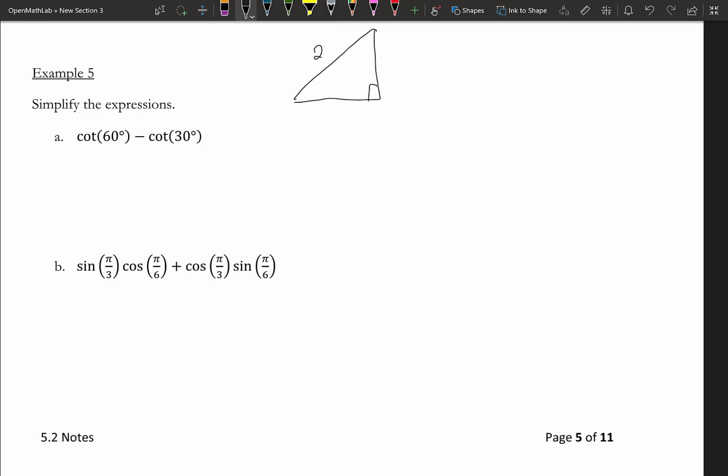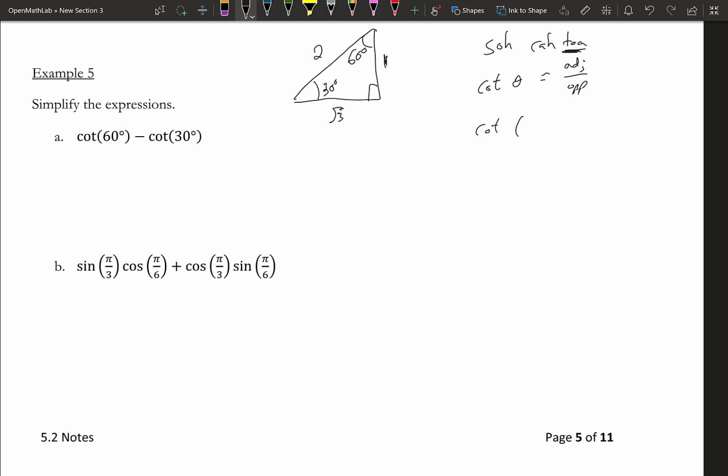So here's 2. Let's say this is 30 degrees. This is 60 degrees. So this would be radical 3, and this is 1, right? So then, remember we have SOHCAHTOA. So cotangent of theta is going to be equal to the adjacent over the opposite, right? Because it's just the reciprocal of tangent, right? So tangent's opposite over adjacent, so cotangent is the opposite, right?